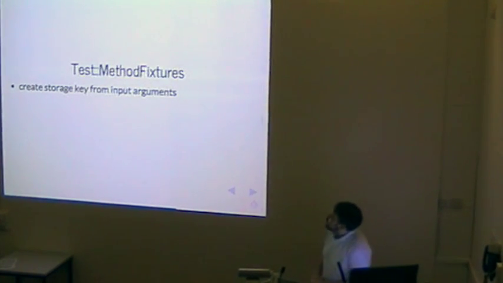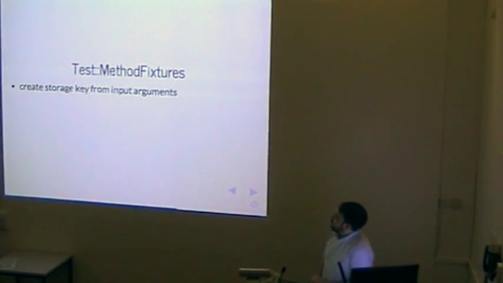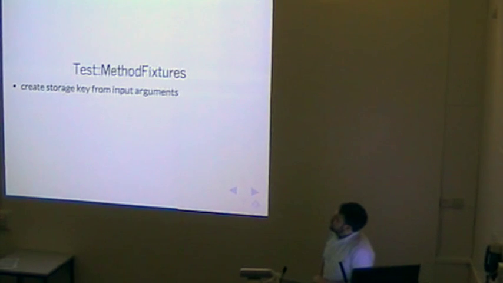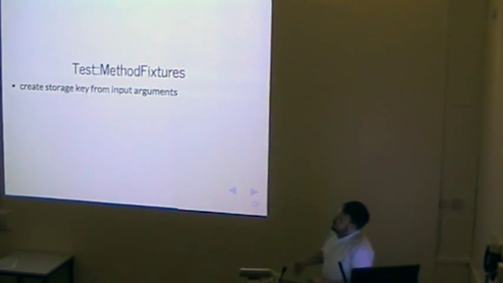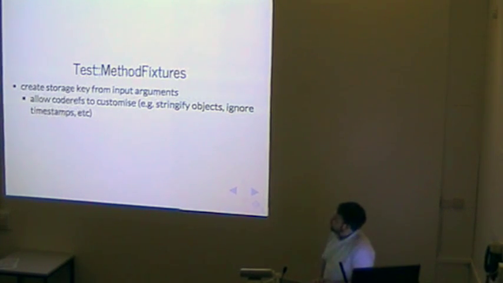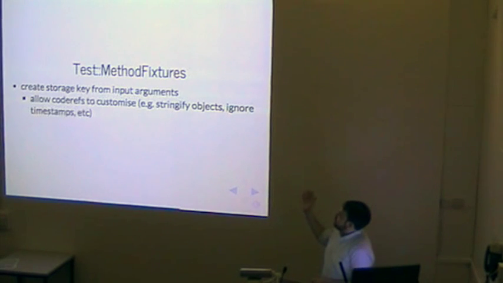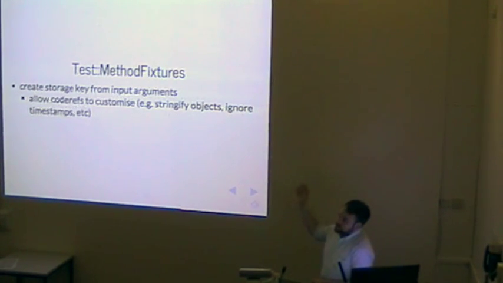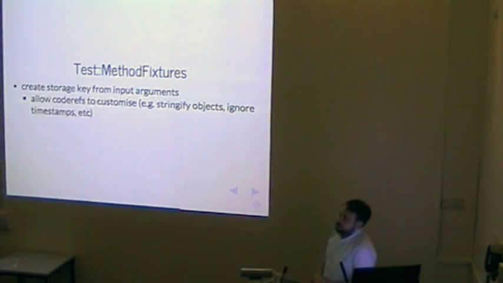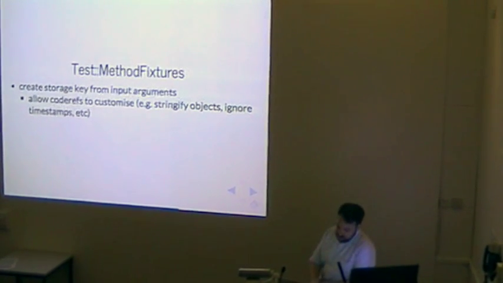So what we need to do to get this to work, we make a storage key from the input arguments, and the idea is that's a replicatable key. So our coder has to customize it, because you might want to strip out something like timestamps or stringified objects, things that won't be the same next time you run the code.